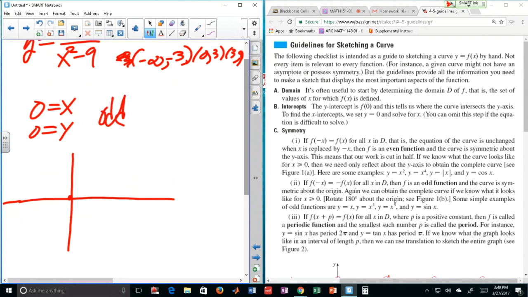All right, 2. If f of negative x equals negative f of x for all x in D, then f is an odd function. You want to check that? Well, we just found out it's odd. Yeah, but now we double check that. All right, 3. If f of x plus p equals f of x for all x in D, where p is a positive constant, then f is called a periodic function, and the smallest such number p is called the period. For instance, y equals sine x is periodic. Yeah, I don't think we got that either. All right, let's keep going.